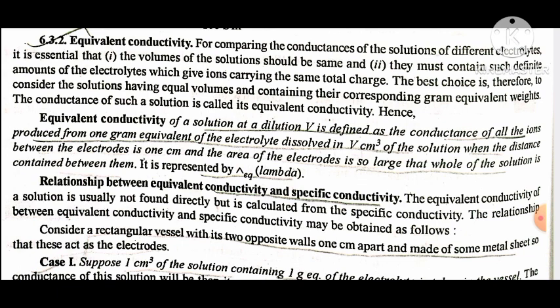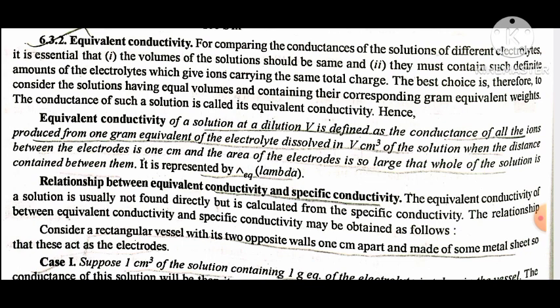Hence, equivalent conductivity of a solution at a dilution V is defined as the conductance of all the ions produced from 1 gram equivalent of the electrolyte dissolved in V centimeter cube of solution when the distance between the electrodes is 1 centimeter and the area of electrodes is so large that the whole of the electrolytic solution is contained between them. It is represented by lambda equivalent.